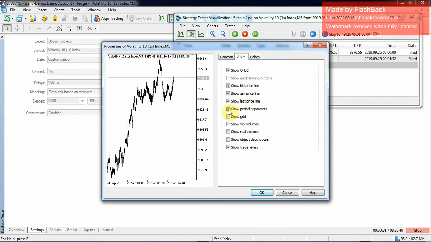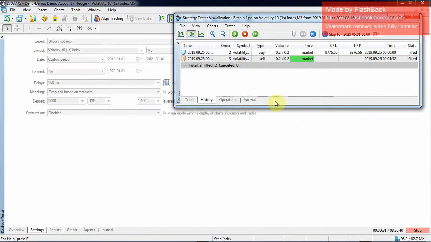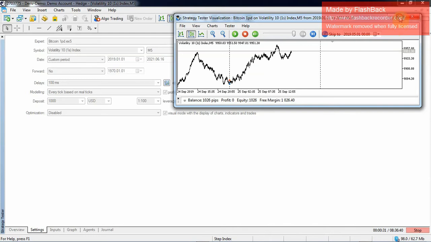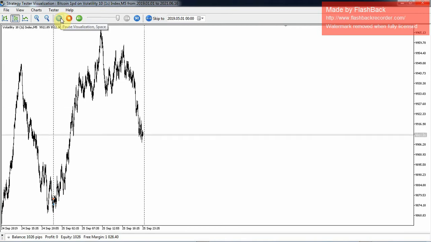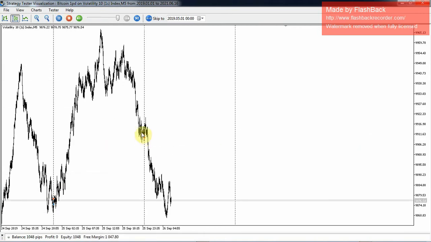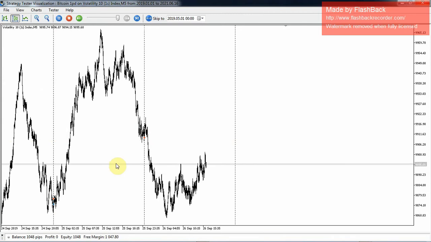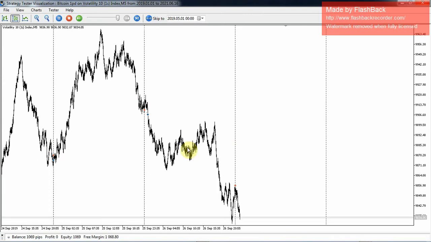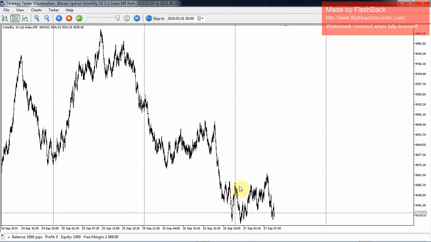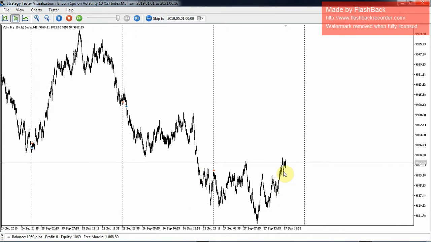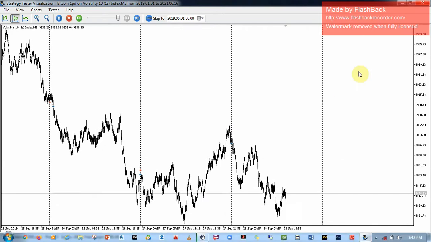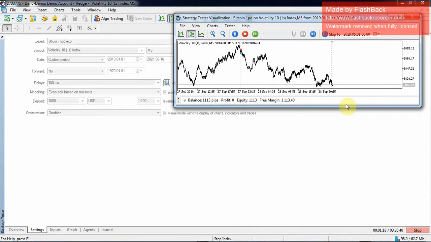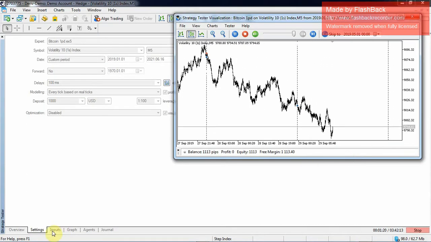Okay, let's remove the grid. Let's show the period separators. Okay, I think the backtest is ready to start now. That's the first trade. Okay, let's go. So as you will notice, this robot is trading at the beginning of each new day, right at the period separator. Another trade there at the beginning of each new day. That's when this robot trades.